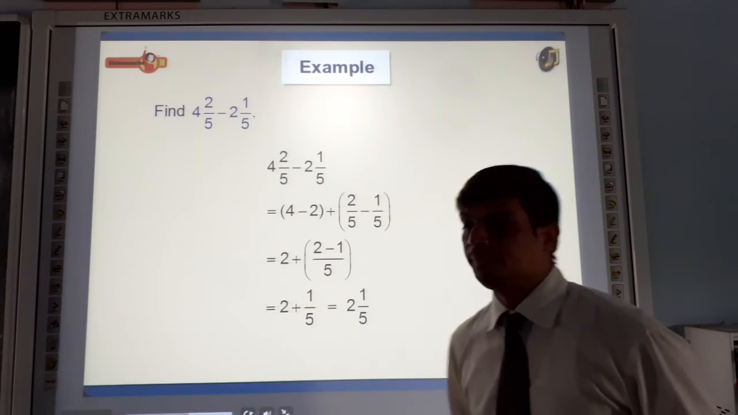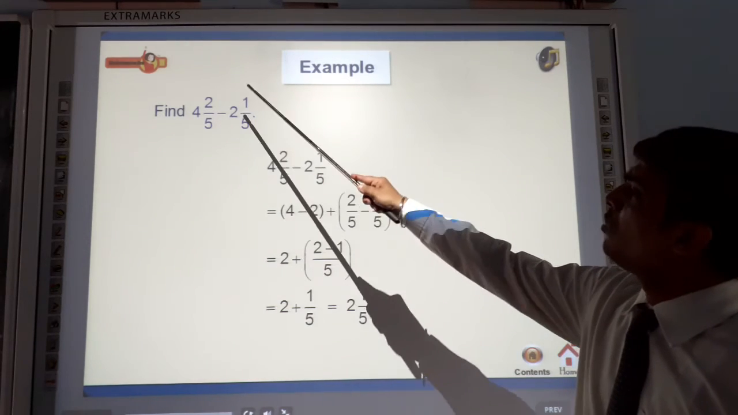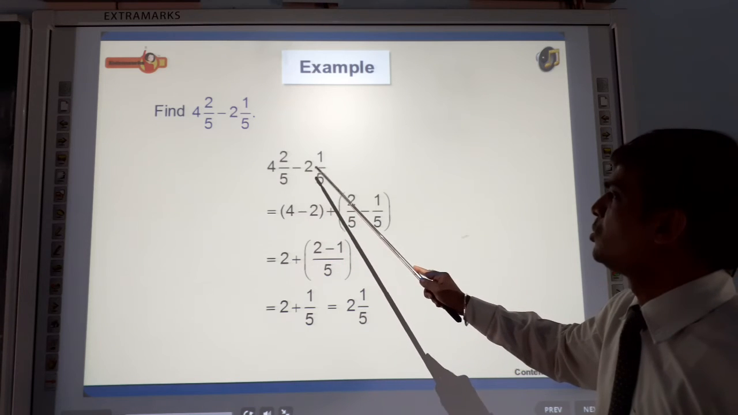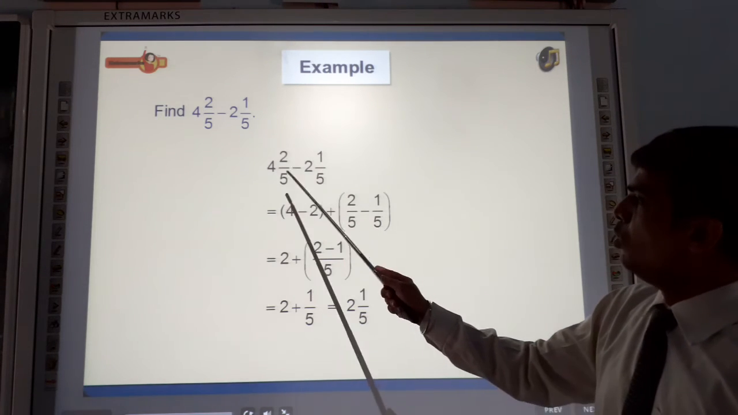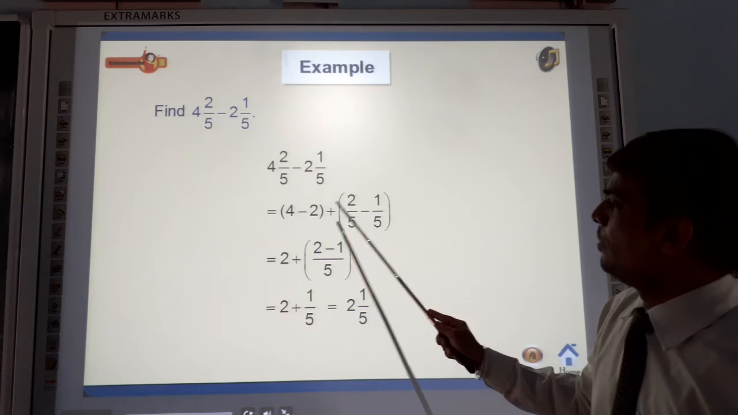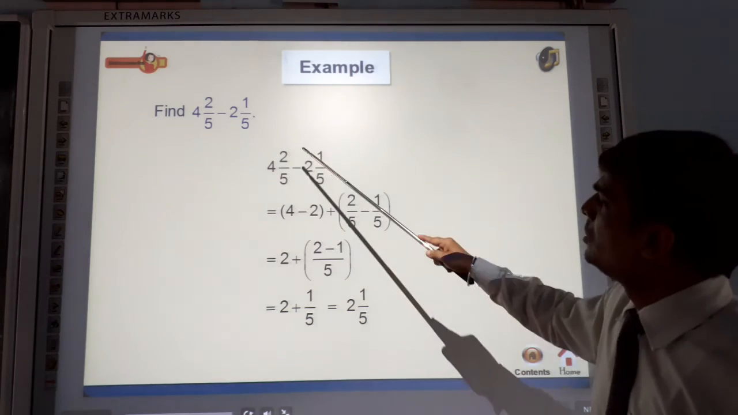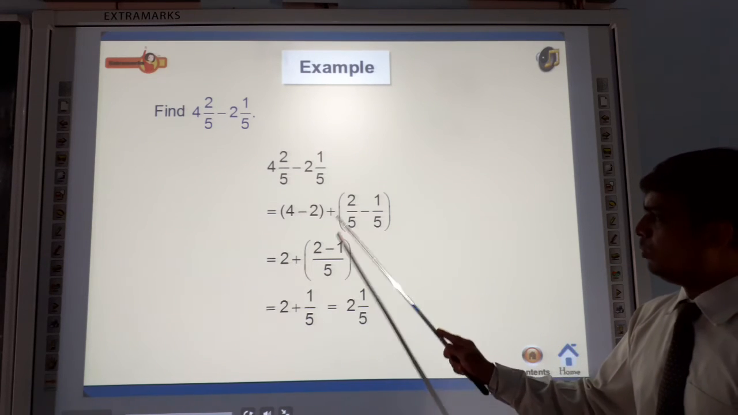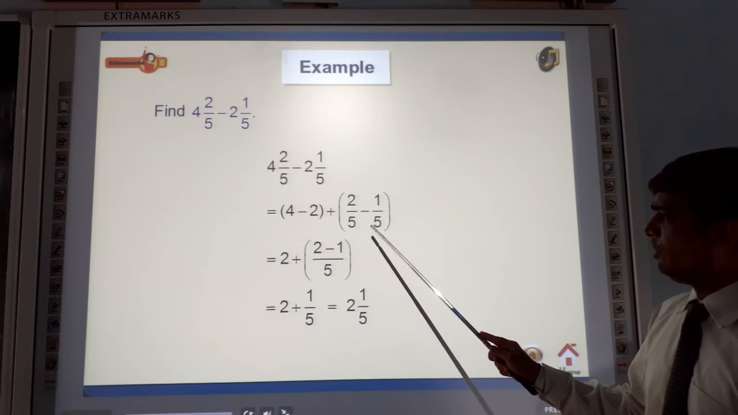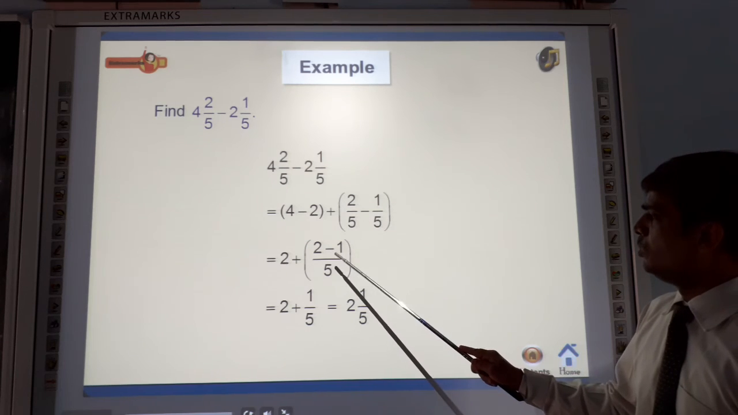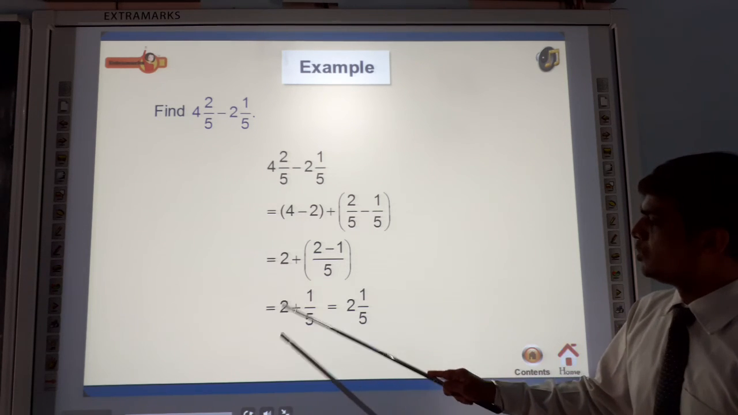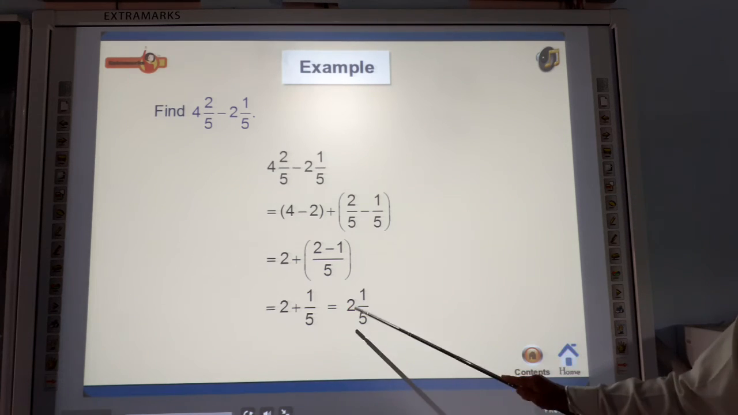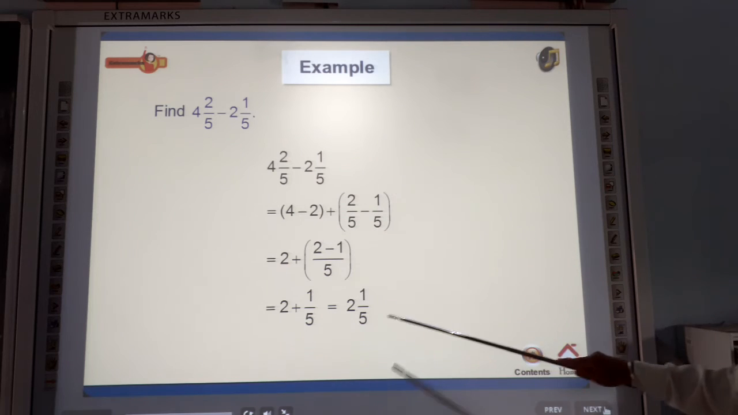For example, find 4 2 by 5 minus 2 1 by 5. Whole part is 4 minus 2, plus fractional part is 2 upon 5 minus 1 upon 5. 4 minus 2 is equal to 2, plus 2 upon 5 minus 1 upon 5. 2 minus 1 is equal to 1 upon 5. So the result is 2 plus 1 upon 5. This is the mixed fraction 2 1 upon 5. Look at this.